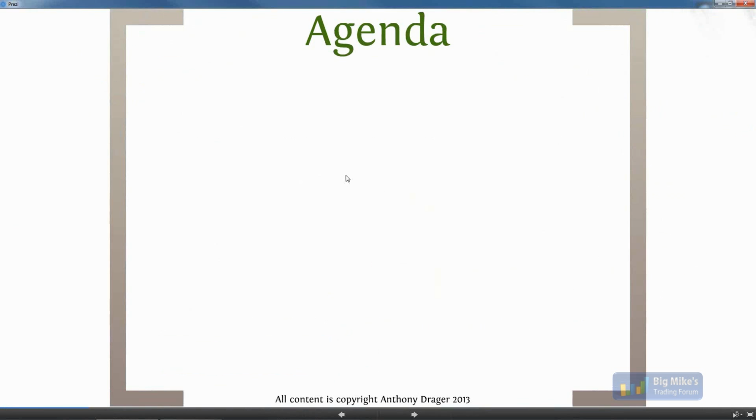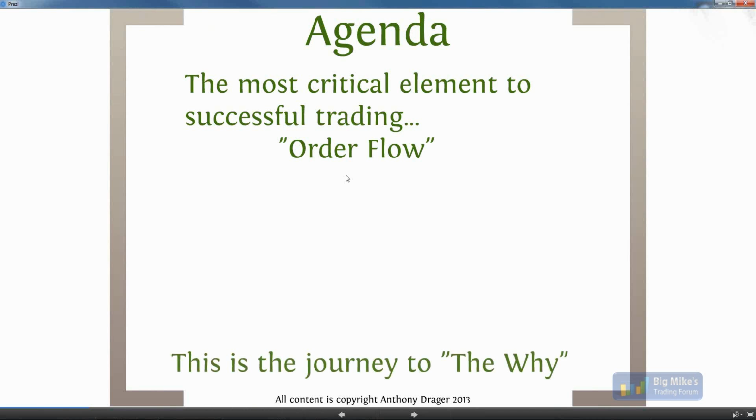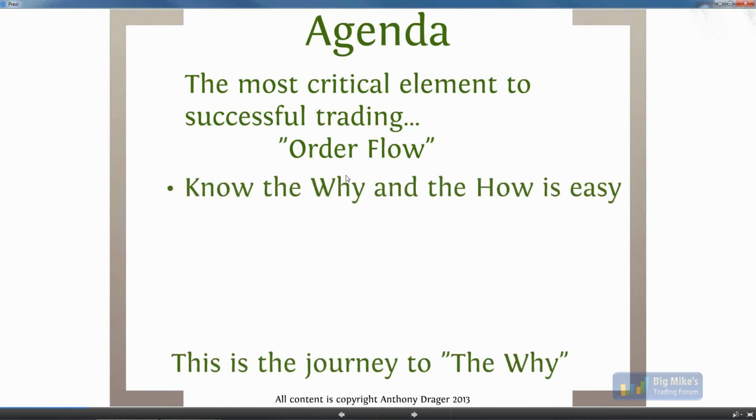So a little bit of what we're going to get out of the next 30, 45 minutes, and then like Mike said, we're going to open it up to questions, is understanding the most critical element and probably the most elusive one, and that's order flow. This is the journey to the why. This will answer the question, why do markets do what they do?